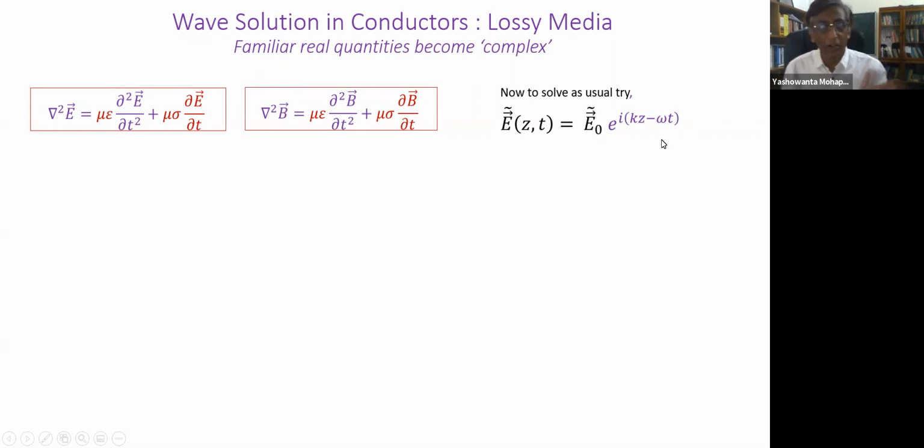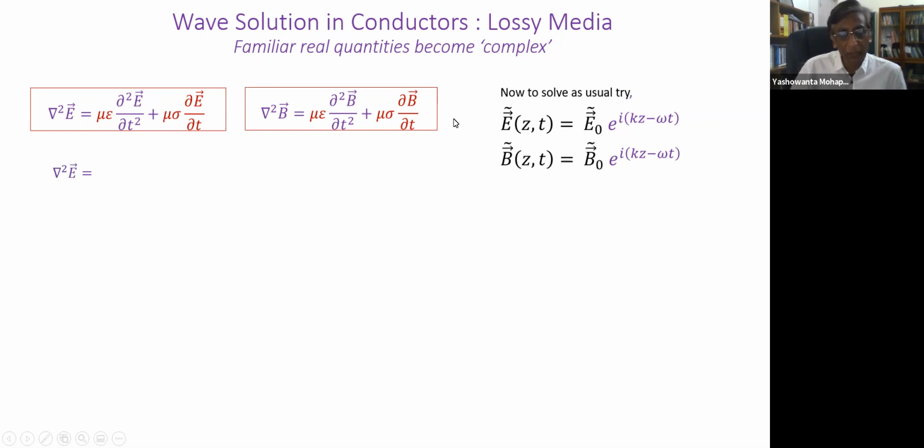Let's take it oriented such that it is traveling in the z direction in the conductor. And this remains the complex amplitude. So similarly, we'll take the B(z,t) with B naught and E naught, and we'll solve for E naught and B naught using these two equations. So what do we get?